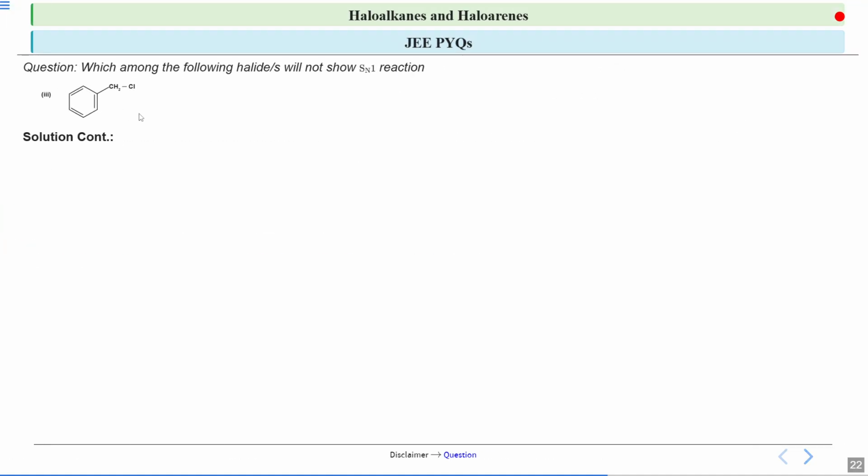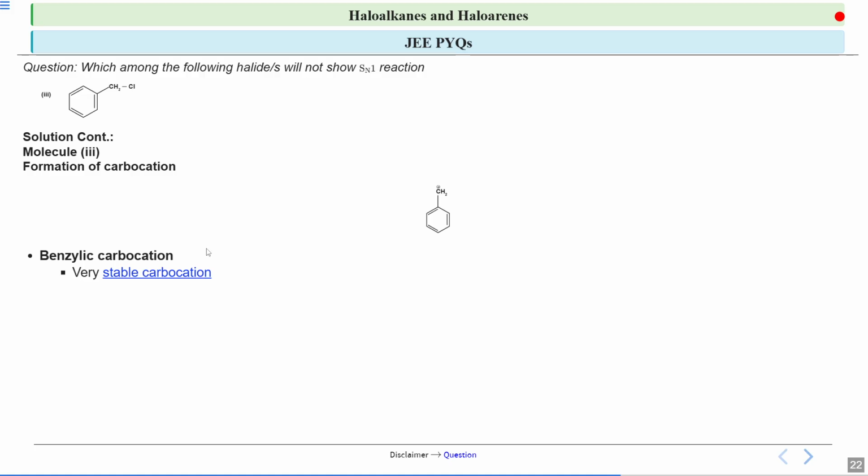If we talk about the third molecule, the formation of carbocation happens after the leaving of the leaving group, that is the chloride ion. So after this chloride ion is removed from here, the positive charge comes on this carbon directly connected with benzene. So you are getting a benzylic carbocation in the third molecule. A benzylic carbocation is a very stable carbocation.